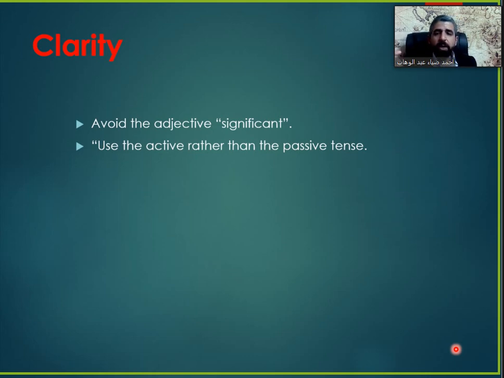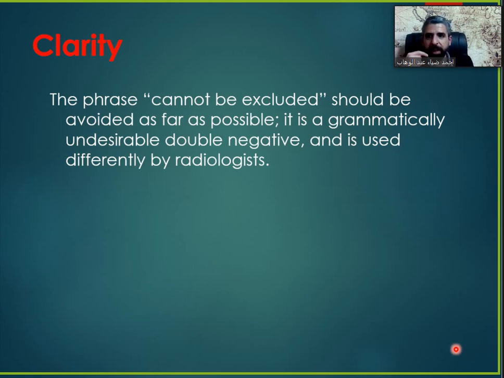Okay? Use active rather than passive tenses. What does that mean? If you write the pancreatic head mass obstructs the common bile duct, you may instead write the pancreatic head mass causes obstruction of the common bile duct. Causes obstruction of the common bile duct is active. While pancreatic head mass is obstructed by the common bile duct is passive. Both of them are correct, but if you use active verbs, it's better and clearer.